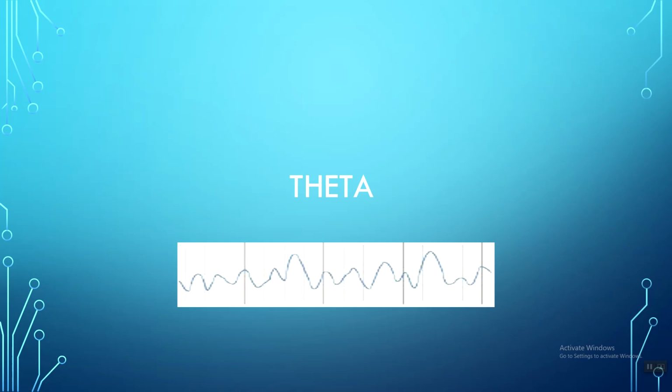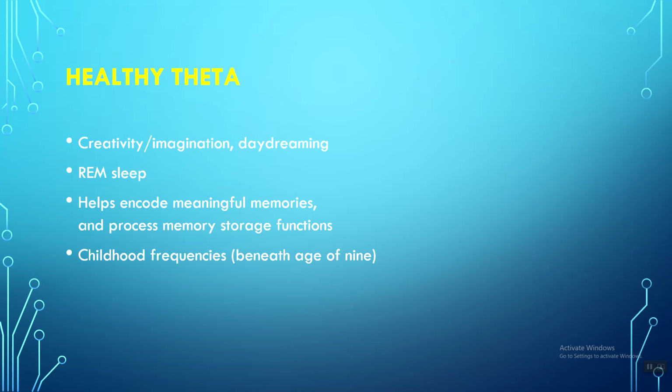So theta. Theta is a frequency of 4 to 8 hertz, or 4 to 8 oscillations per second. Delta was 1 to 4. Theta is 4 to 8. Theta is a frequency that we hang out in childhood. From the ages of 8 and under, we're spending more time in theta than most of the other frequencies. Theta, like delta, is neurogenerative.